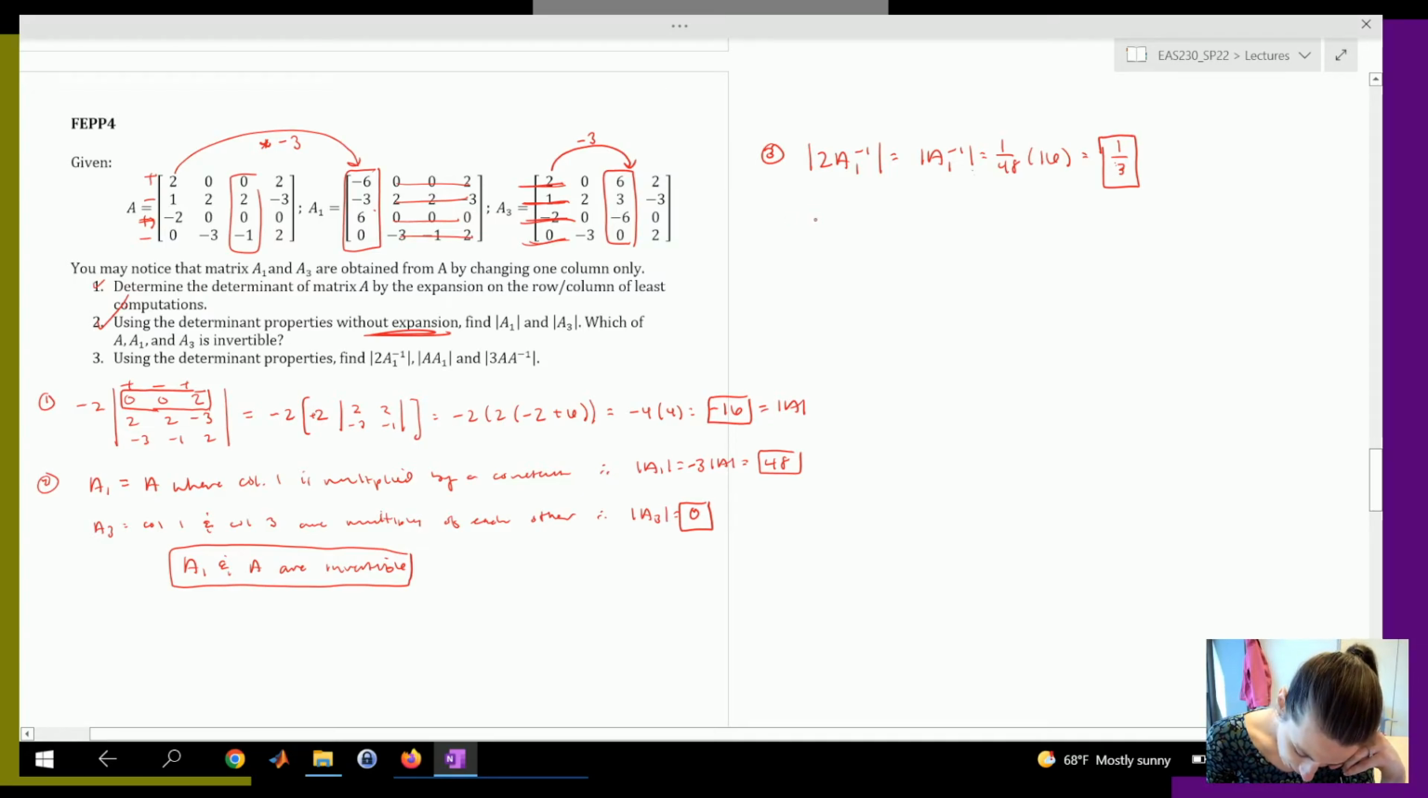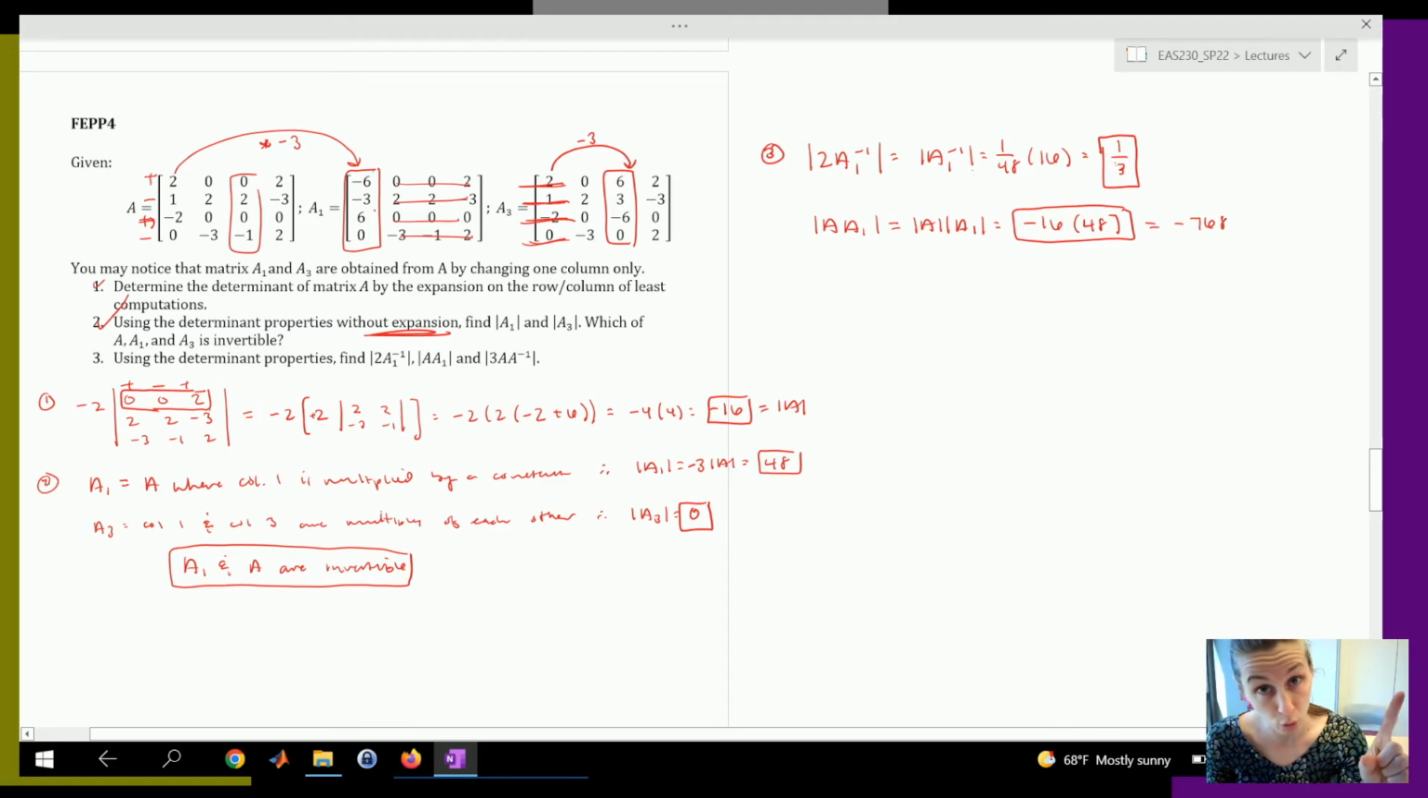If I go ahead and do A times A1, it's going to be the determinant of A times the determinant of A1. So it's going to be negative 16 times 48. I wouldn't necessarily expect you to do that multiplication in your head. It is negative 768. If you have a calculator, non-programmable, calculate it. If you do not, then just leave it like this. It's not the end of the world.